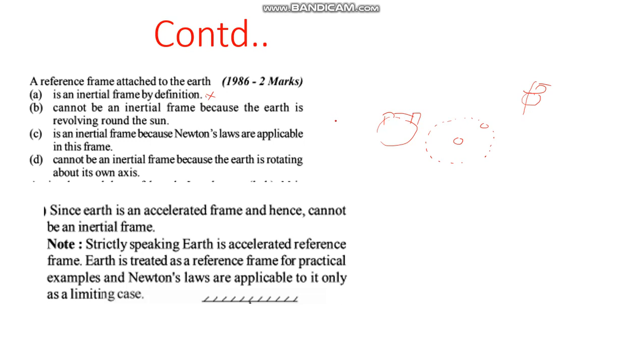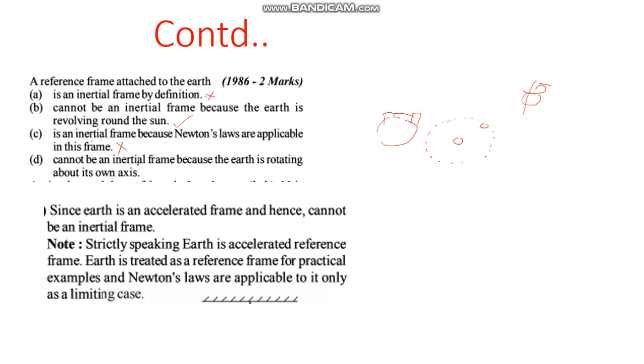For practical purposes we call it an inertial frame, but actually it is not an inertial frame, because the omega value of the earth is very small, so it is moving with a low speed compared with that object. So it cannot be an inertial frame because the earth is revolving around the sun. The third option, that it is an inertial frame, the moment you see it, this option is wrong.